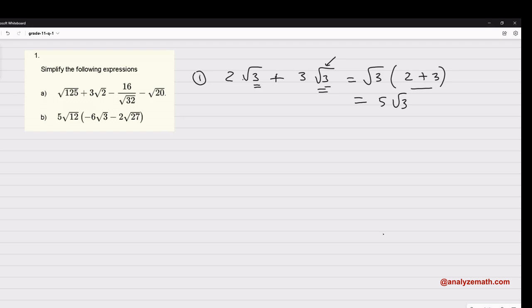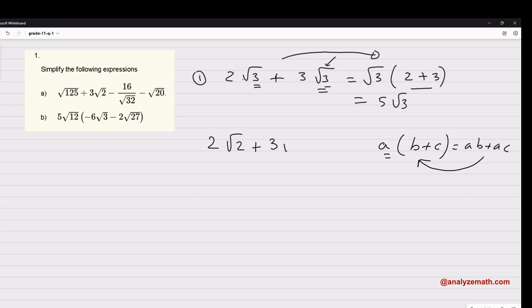What I have done is I have used distribution in the opposite direction. So we have a(b plus c) equals ab plus ac. I used the distribution in this direction to factor. However, if we have 2 square root of 2 plus 3 square root of 3, these and these are different. We cannot factor as we did here, and therefore this cannot be simplified.